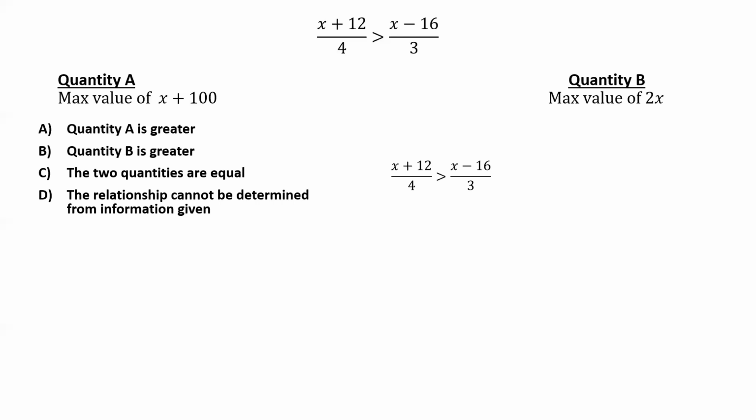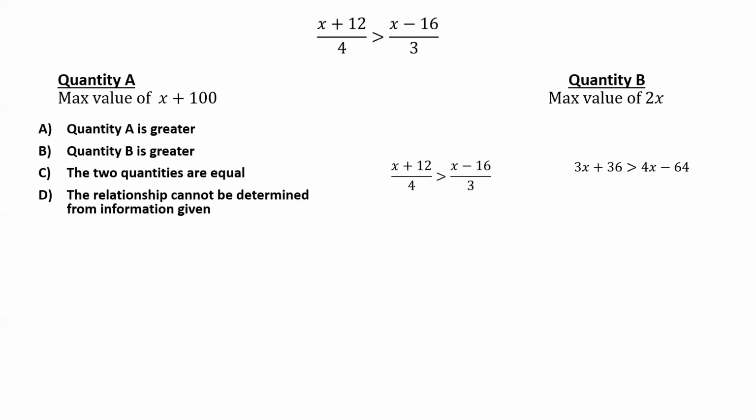So in this case, just to get rid of those denominators so that things become a little bit easier, we basically multiply by 12, which is the least common multiple of the denominators 4 and 3. So when we do that, on the left-hand side of the inequality, we get 3x plus 36, and on the right-hand side, we get 4x minus 64. And since 12 is a positive quantity, our inequality is preserved, right?